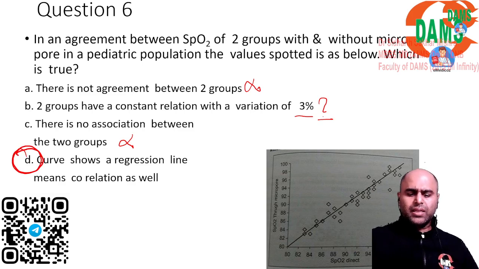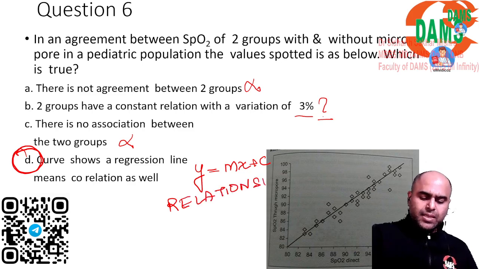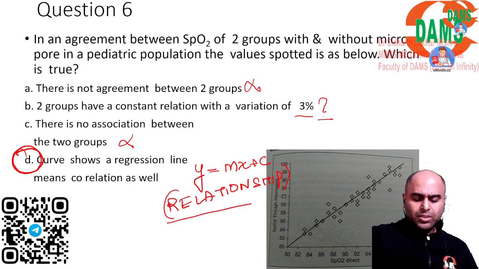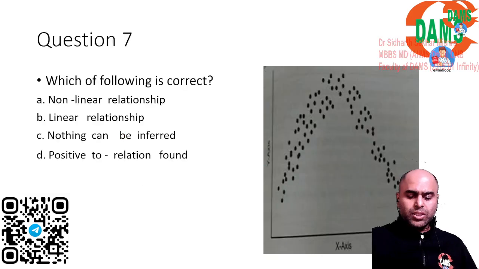A regression line is nothing more than the equation of a straight line. Y equals mx plus c. It tells you about the relationship. Yes, it tells you about the relationship. I hope I am clear with this. No doubt, guys.